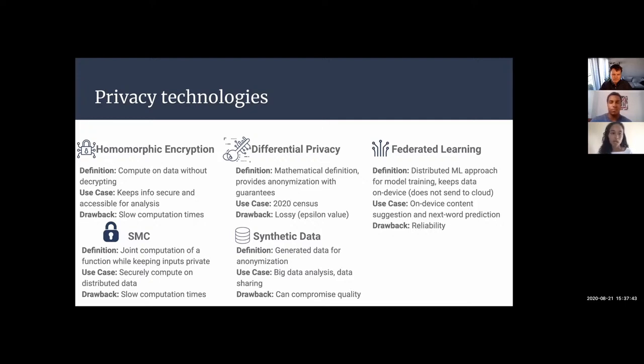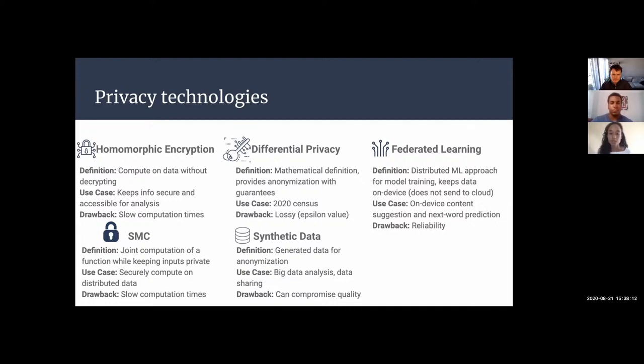So we'll go back across the top here and look at differential privacy. This is a really interesting technique that provides anonymization with guarantees. Differential privacy uses an epsilon value that determines how strict privacy is. So I wanted to dive into a little bit deeper of an example here, and we'll take the 2020 census. So differential privacy is actually being used as a privacy preserving measure in the 2020 census.